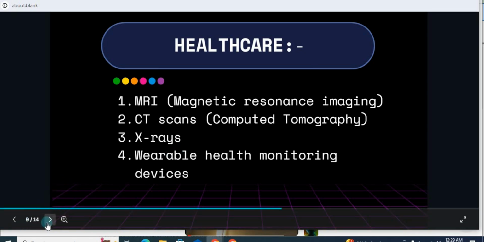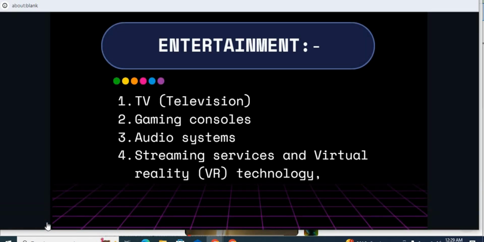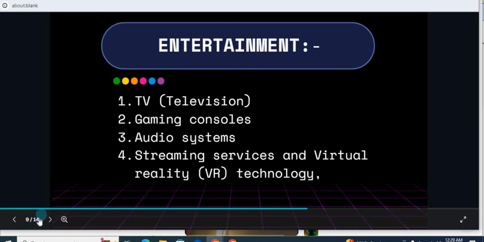And next, the role of electronics in the field of entertainment: television, gaming console, audio system, streaming services, and virtual reality. There are so many other technologies which have recently been introduced, and so many technologies which are coming. In all these technologies, electronics is playing a very crucial role.